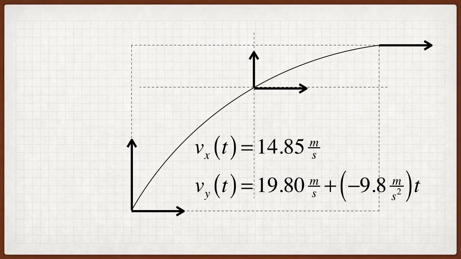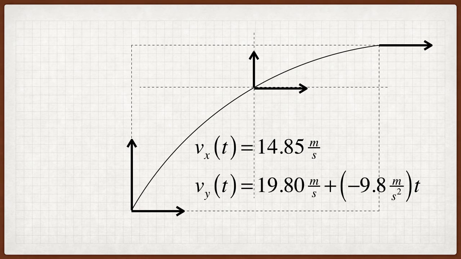Vx as a function of time. So at any time, 14.85. Ching! And that's because there's no such thing as horizontal gravity. The x component is a constant. All right, now gravity is where things start changing. Gravity is vertical, so the only thing that changes with time is the y component of the velocity.